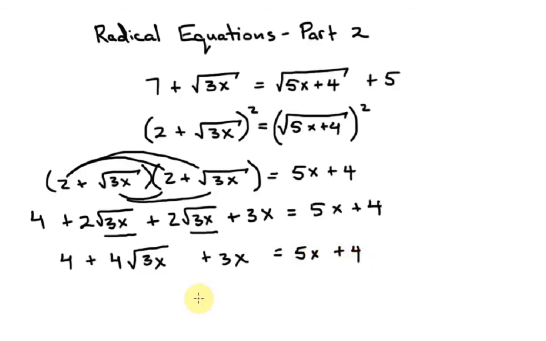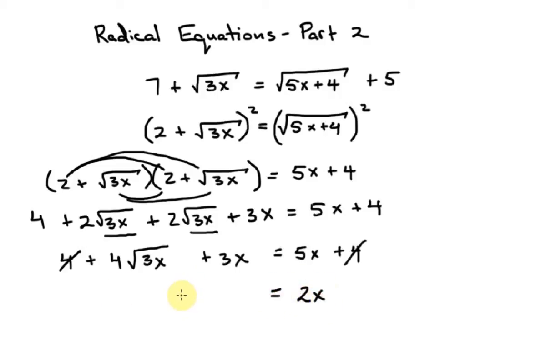Now here's what I got to do. I have to isolate this radical now. So it means I got to move everything else to the other side. So I'm going to take the 4 and subtract it from both sides. Oh, that's nice. That makes life a little better that there's a 4 on both sides. So let's take away 3x. So that'll leave me with 2x on the right side.